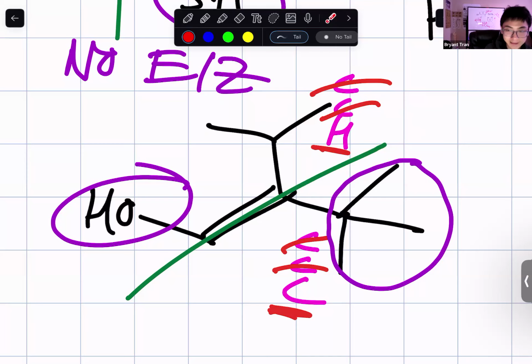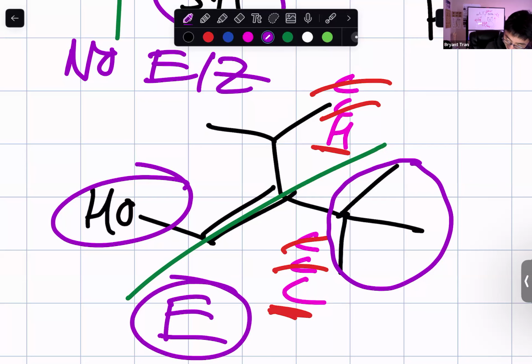So if there's a tie, that's the other one I wanted to go over with you. You look at what's attached to that tie. Yeah, so then this would be E. Yes, you got it. Nice.